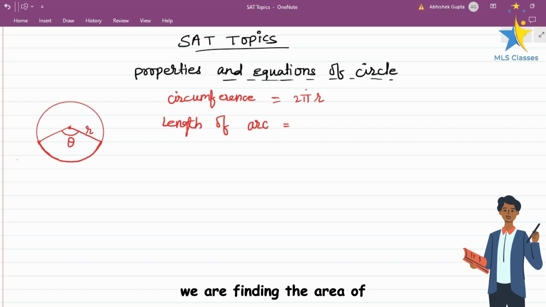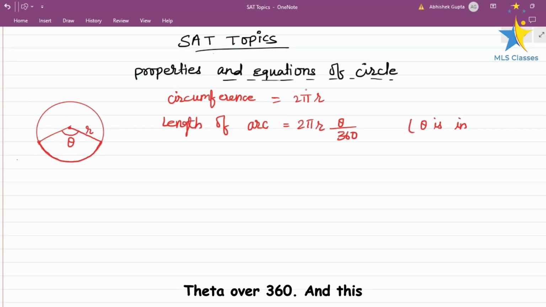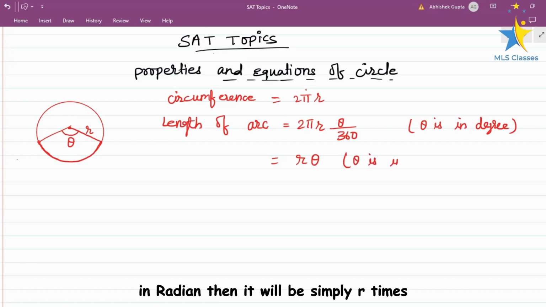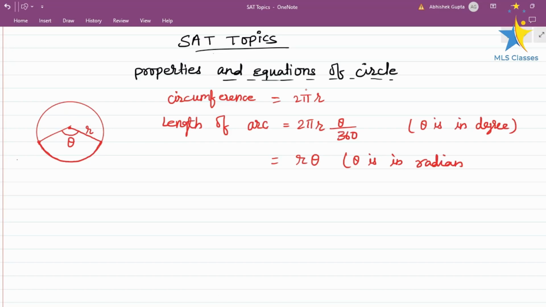Similarly, if we are finding the length of this much only, this arc only, then in 2 pi it covers 2 pi r. So in this much only it will be 2 pi r theta over 360, and this will be when theta is in degrees. In the circumference formula, 2 pi r, 2 pi is in radians. So if it is in radians, then it will simply be r times theta, if theta is in radians.